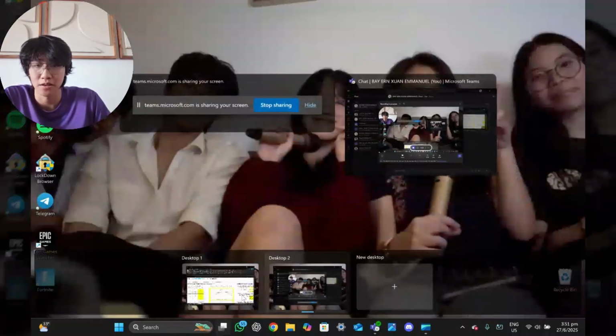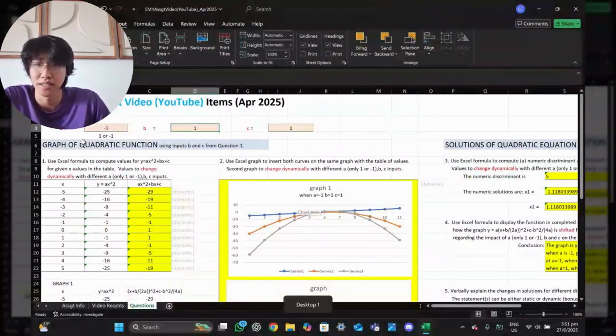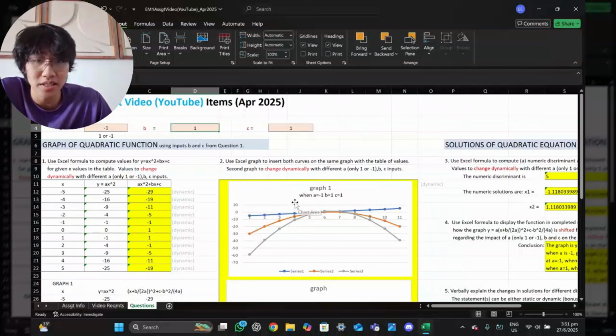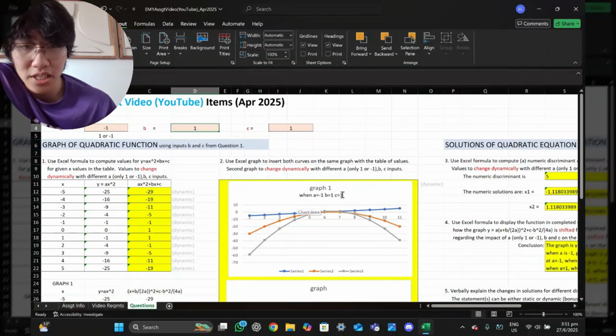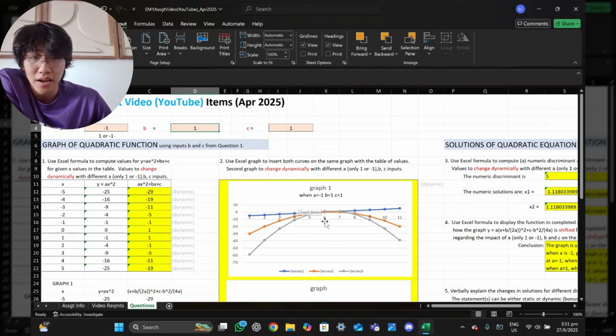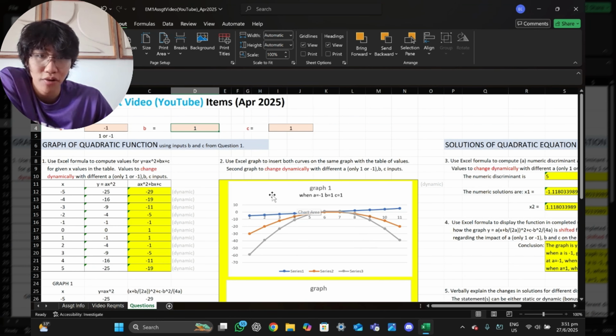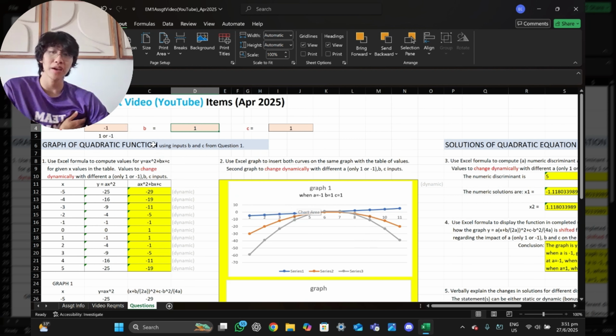Hi guys, so we're doing Excel question number 4 now. As you can see over here, this is for a equals to -1. So this is the graph for when a equals to -1, b equals to 1, and c equals to 1. We can see this is how the graph looks like, and it's an N shape because a is equals to -1. Therefore, it is a negative graph. So that's how a affects the graph.